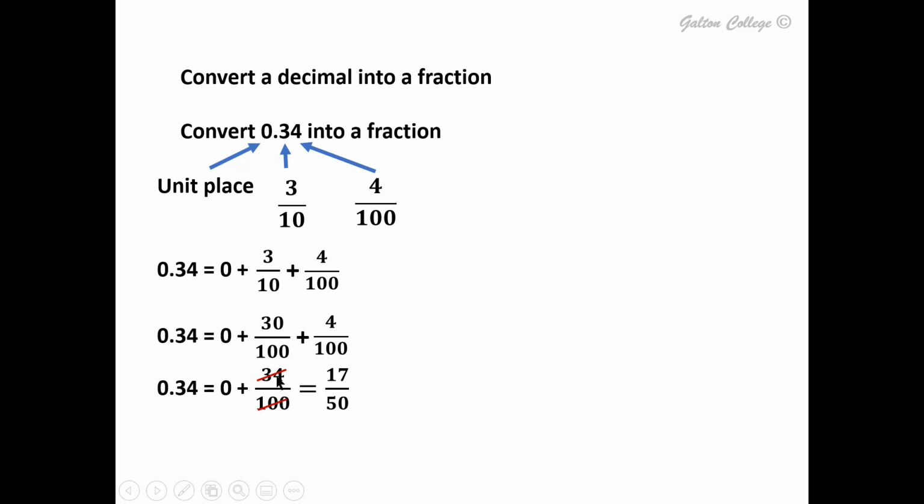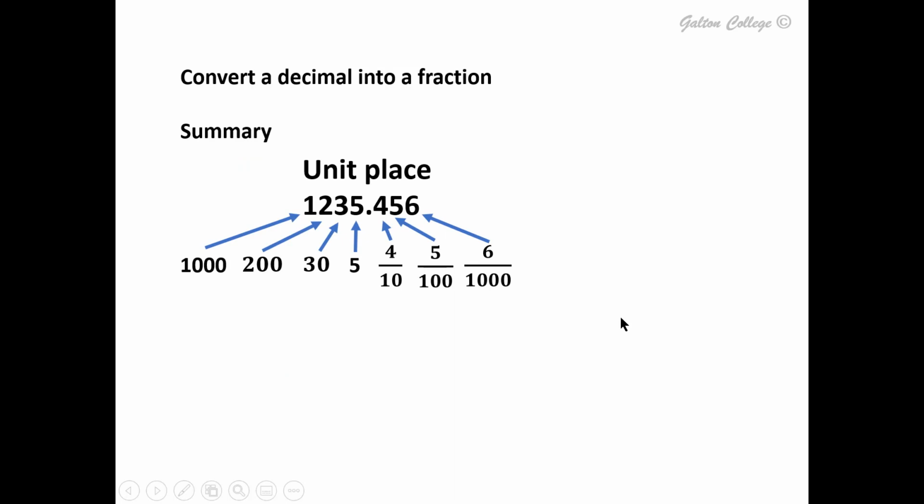Now divide 34 by 2, which gives you 17. Divide 100 by 2, gives you 50. So the answer is 17 over 50. So 0.34 is the same as 17 over 50. You can write this down, and you'll find it works with every decimal and every fraction. So easy ways of doing it.